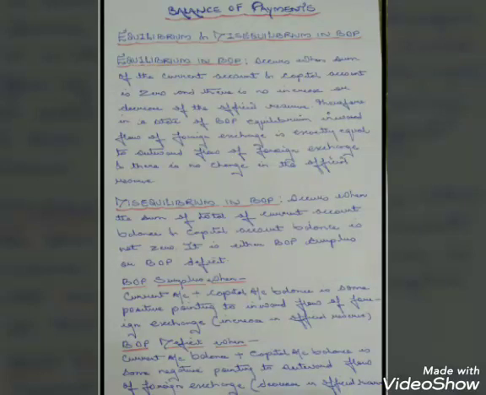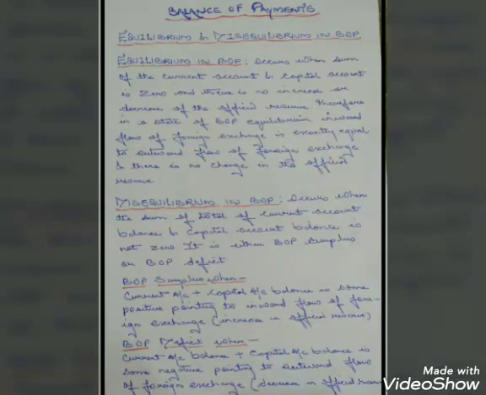So children, we can say that in a state of balance of payment equilibrium, there is an inward flow of foreign exchange which is exactly equal to the outward flow of foreign exchange and there is no change in official reserve with the central bank of the country. So this is equilibrium in balance of payment.